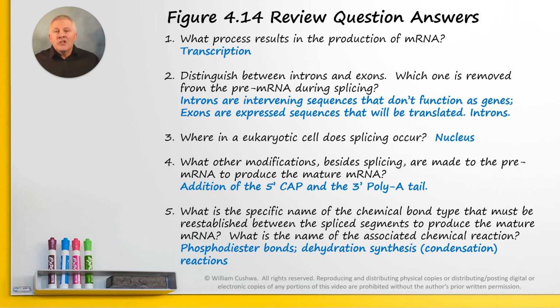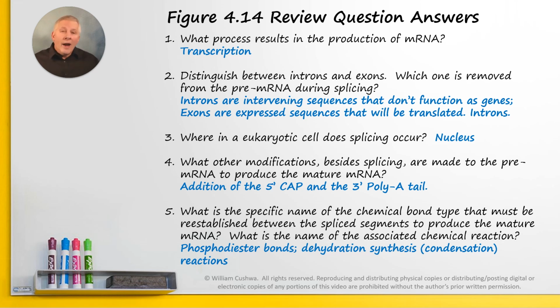Introns are called intervening sequences, which means to come between. Exons are known as expressed sequences, meaning their information will be used in the process of translation to determine the primary structure of the protein. So exons are sequences that will be translated. Introns are sequences that will be spliced out of the mRNA during post-transcriptional modifications.